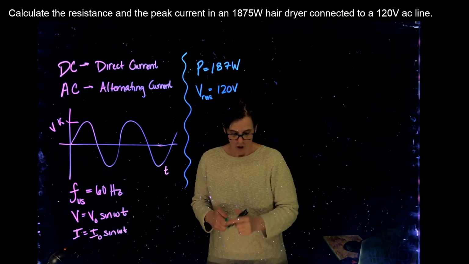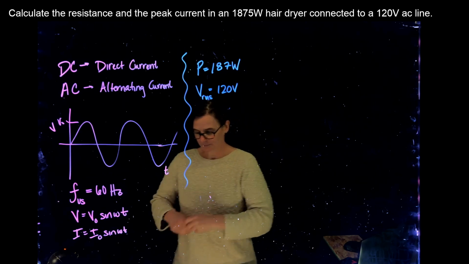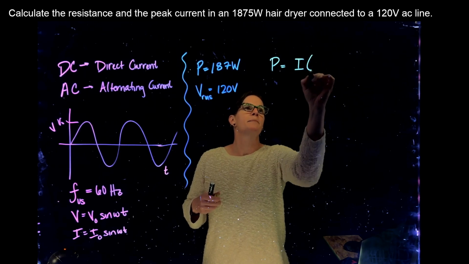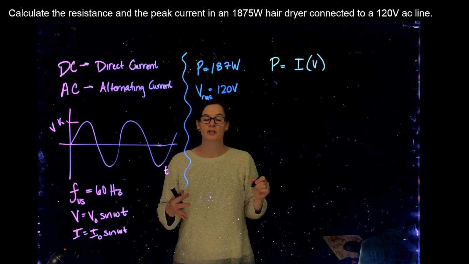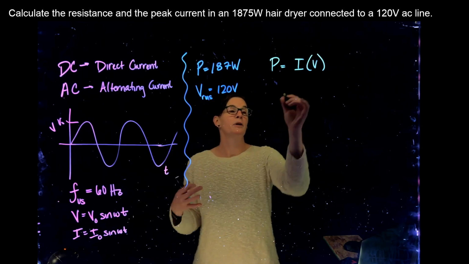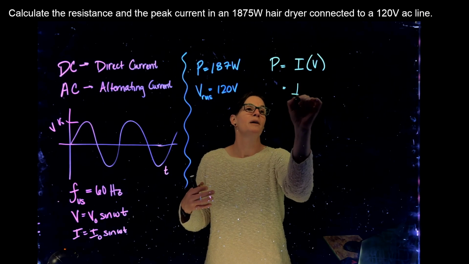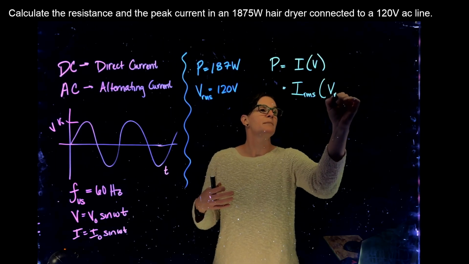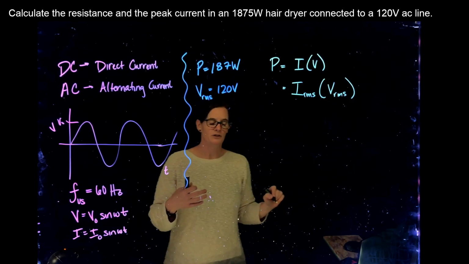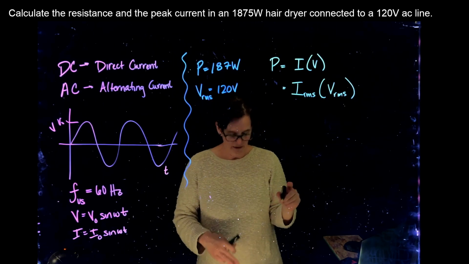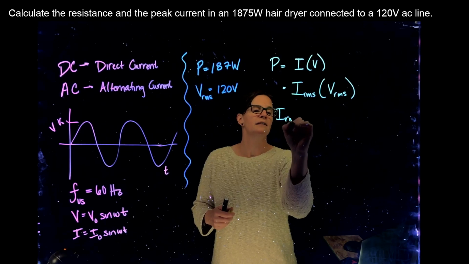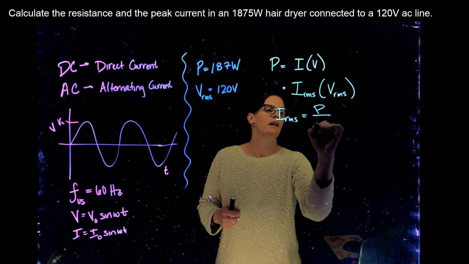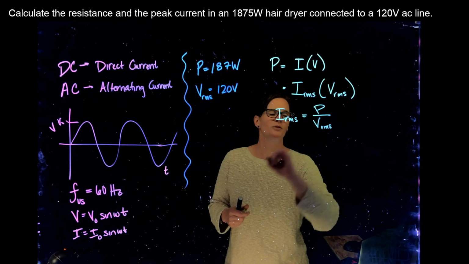All right, so the power is equal to the current times the voltage. That's our general power equation. We just learned that if I operate in root mean square, I can use this general power relationship. So the RMS current times the RMS voltage. The RMS current then is equal to the power divided by the RMS voltage.